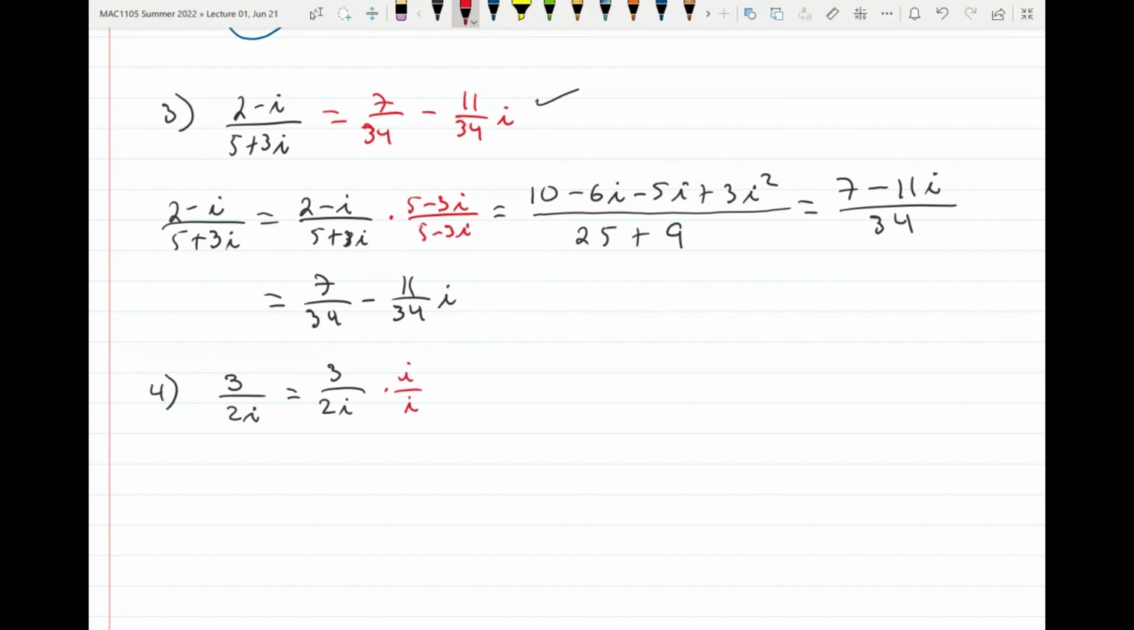But when you have a purely imaginary number in the bottom, the conjugate is fine, but it's quicker if you just multiply top and bottom by i. Because then this becomes 3i over negative 2, right? Because i times i is negative 1. So that's just negative 3 halves i. And you're done. You will get the same thing if you multiply by negative 2i top and bottom, but then you have to simplify the fraction at the end. That's all. So I just wanted to make that observation.